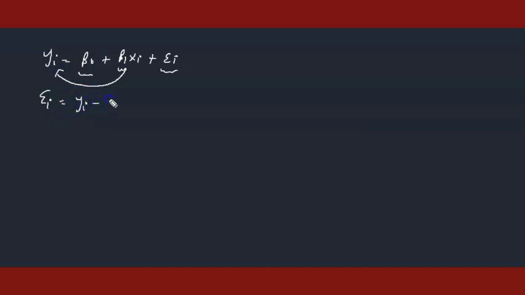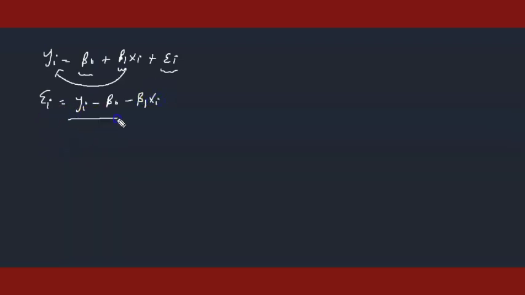So from the question, we are given that yi is equal to beta naught plus beta 1 xi plus the error, like that. So we want to derive beta naught and beta 1. To begin, we first of all have to make this one the subject. So we'll say error i is equal to, taking these to the other side, yi minus beta naught minus beta 1 xi, like that.